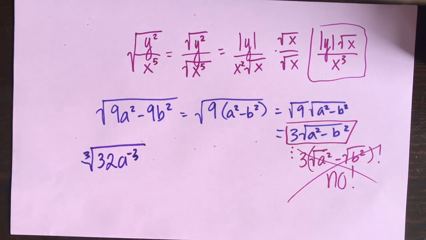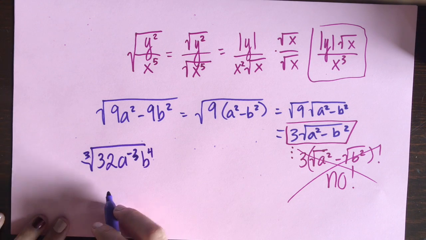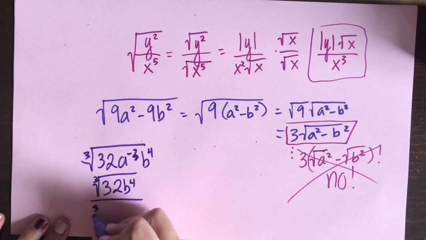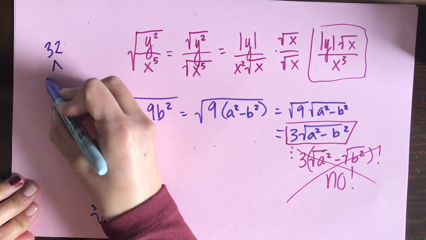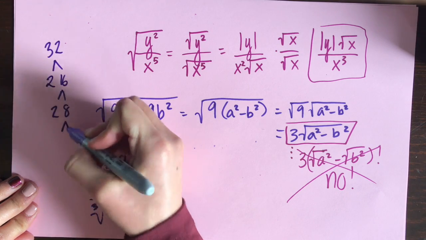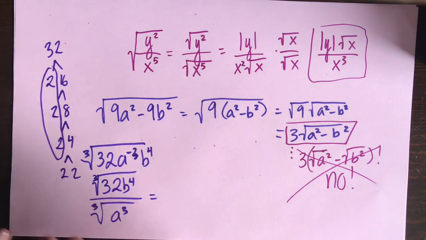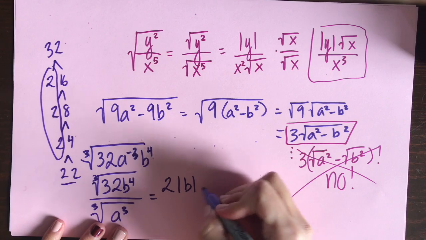Suppose I have the cubic root of 32a to the negative 3, ooh, a negative exponent, and then b to the 4th. Okay, so this is going to be the cubic root of 32, b to the 4th over the cubic root of a cubed. I just take that to the bottom because it has a negative exponent. 32 is 2 times 16 times 2 times 8, and then 2 times 4, and then 2 and 2. I circle the group of 3 because this is a cubic root, not a square root, a cubic root, which means I need to have groups of 3.